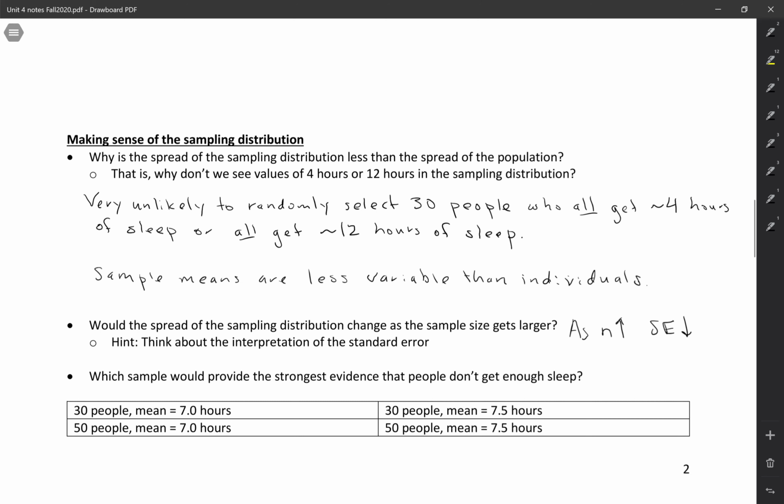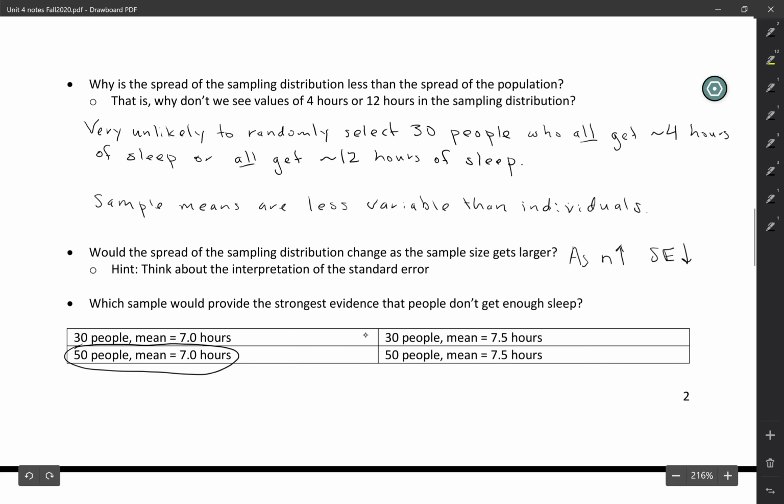Then what about the sample size? So we said that the larger your sample size is, the smaller your standard error, meaning your estimates are more precise. So here, not only do we have a sample mean that's really far away from 8 hours, but also we have a more precise estimate. So this is more reliable.